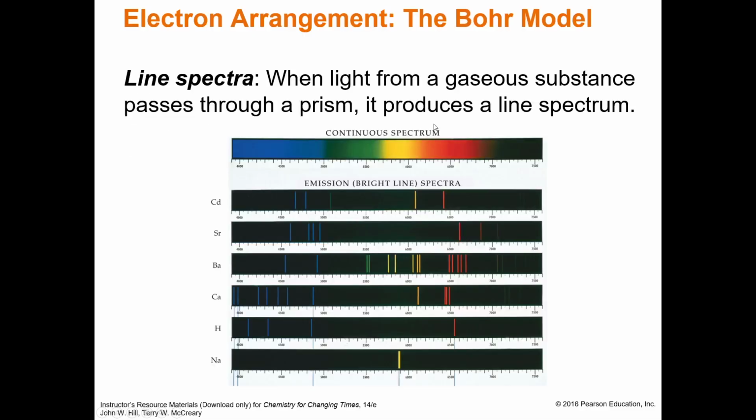Okay, so as opposed to a continuous spectrum that would be all the different colors, there's line spectrum. Line spectra is when light from a gaseous substance passes through a prism, it produces a line spectrum, meaning it only produces specific frequencies of light. It doesn't produce the whole range. So you see here this one only produces 1, 2, 3, 4, 5 lines right there. Each of them has their distinct wavelengths. And when I'm saying wavelengths, that actually means the colors. Okay? The colors are specific wavelengths.